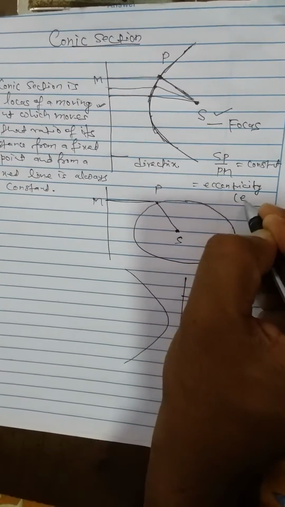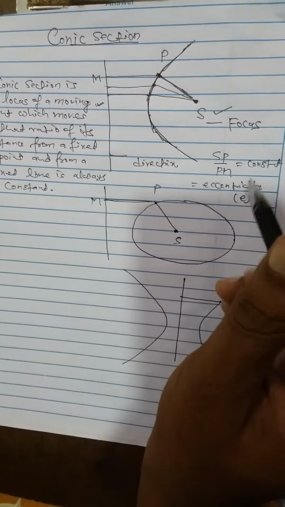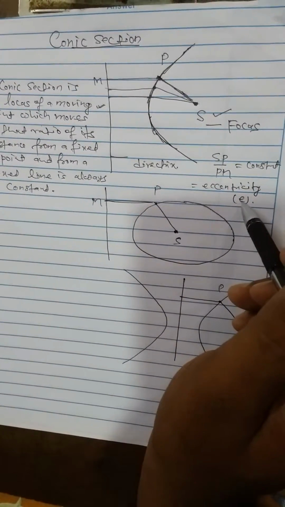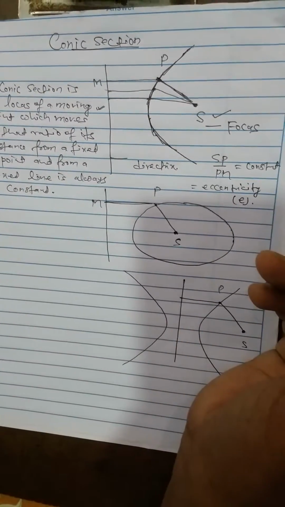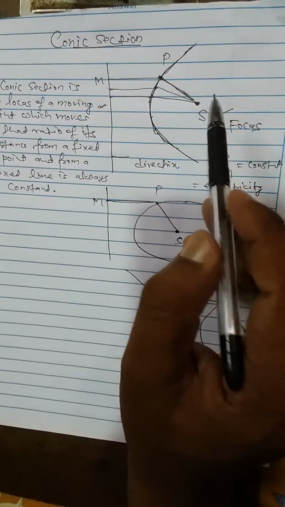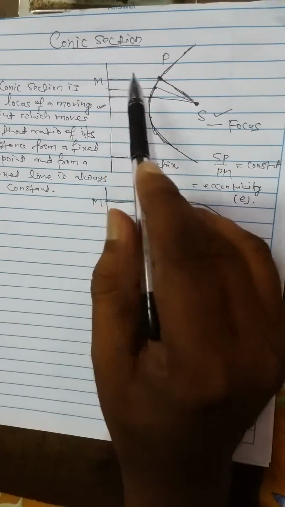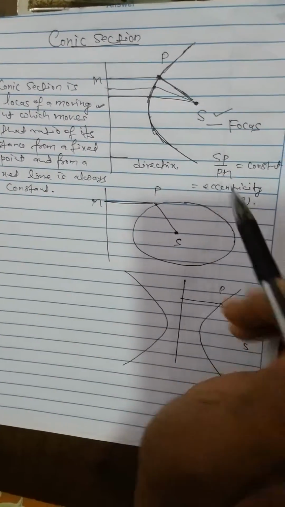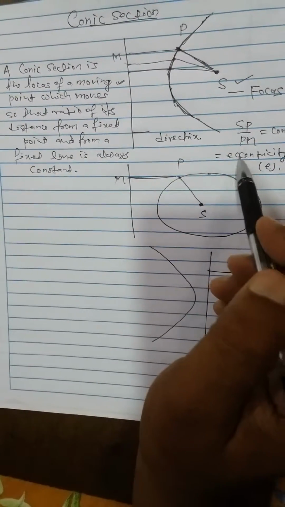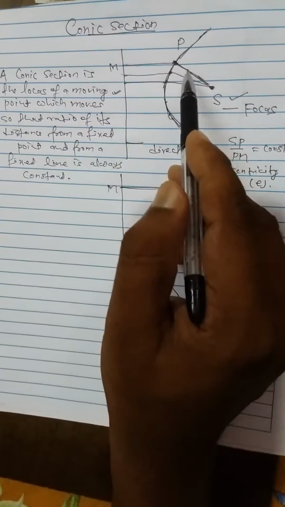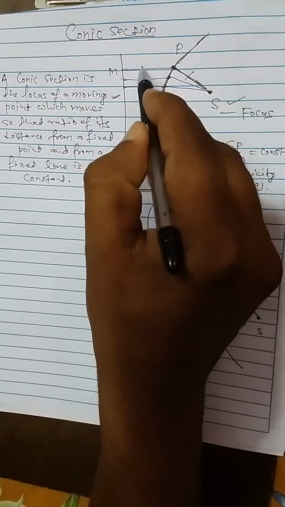Eccentricity is always denoted by a small e. So, how can we define eccentricity? In a conic section, the constant ratio of the distance from a fixed point and from a fixed line is called eccentricity. Now we are going to classify conic sections on the basis of eccentricity. In this case, SP and PM is called constant.